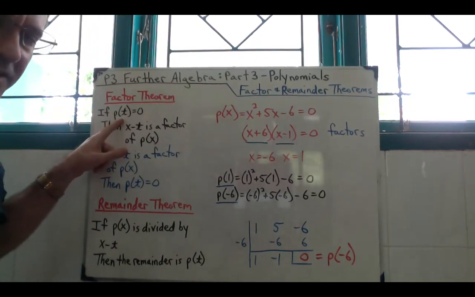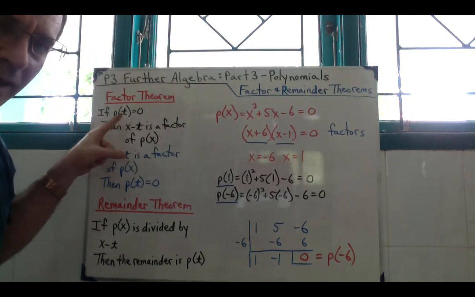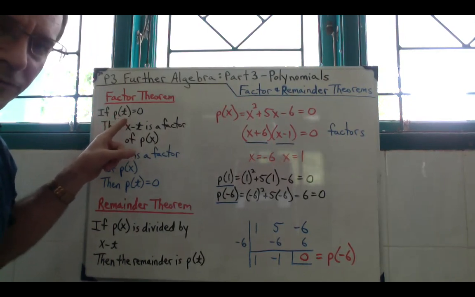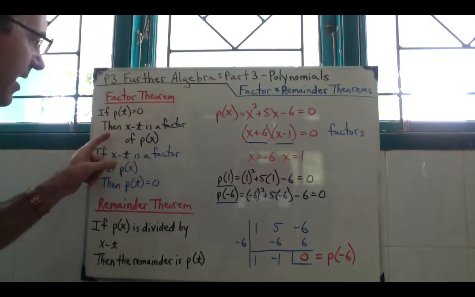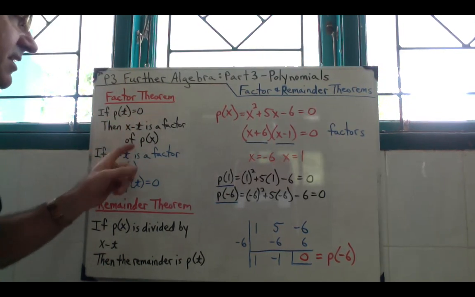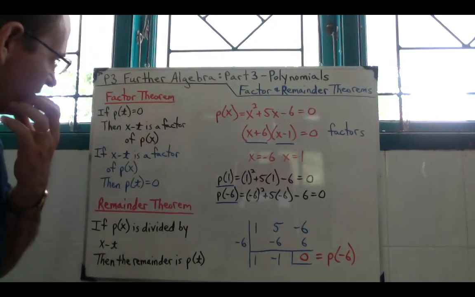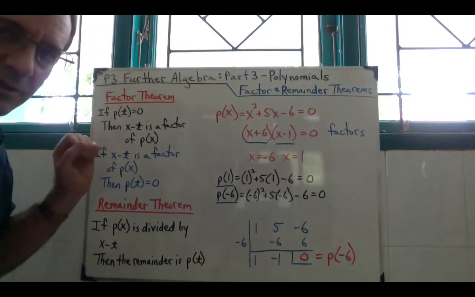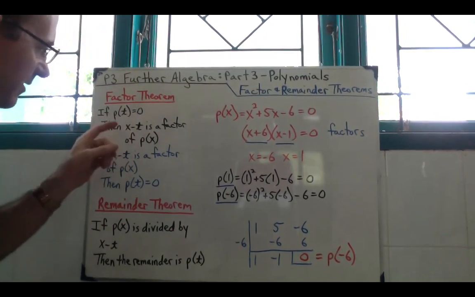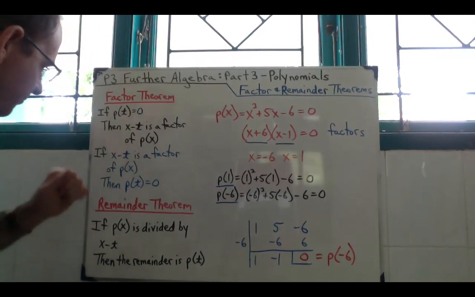So if P of t, where t just represents some value, and if you evaluate this polynomial function for value t, and you get a 0, then x minus t is a factor of your polynomial. So that's what this is saying. If you evaluate your polynomial for a particular value and you get 0, then that means x minus t is a factor of that polynomial.